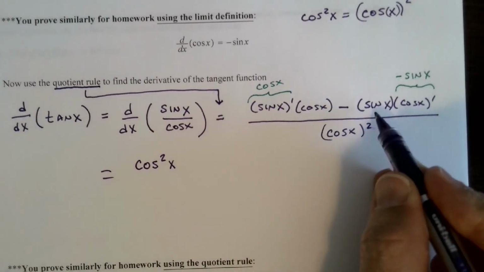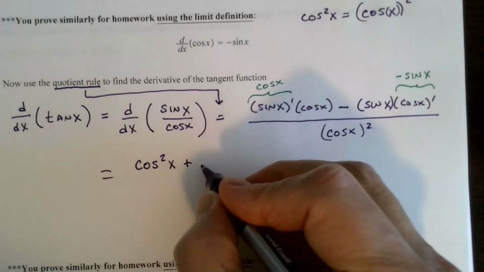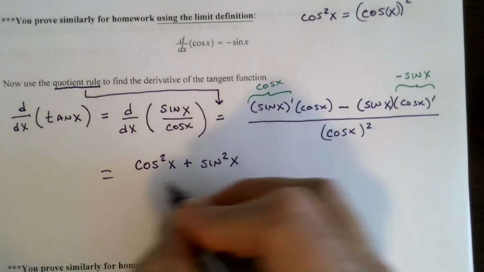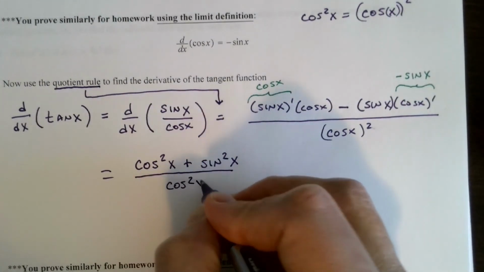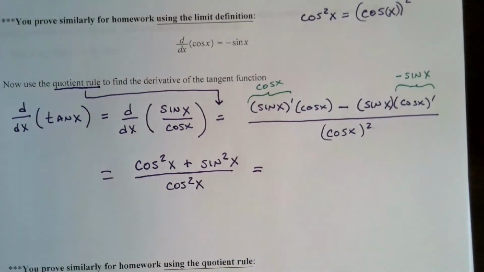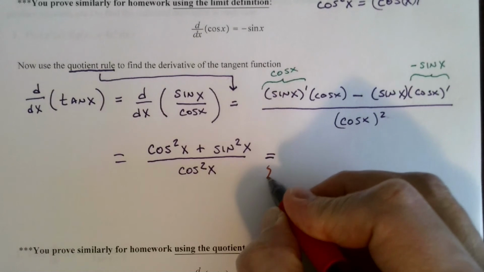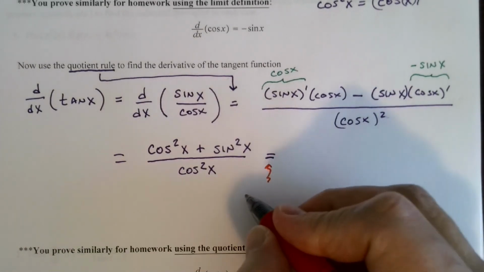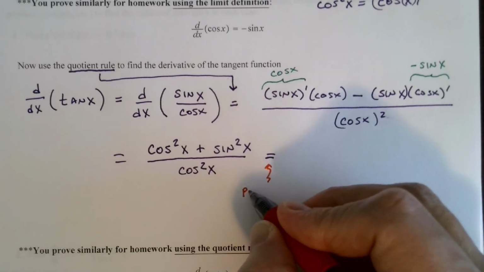Minus what? Sine of x times a negative sine of x. Minus a negative is plus. Sine x times sine x is sine squared x. All over what? Well, cosine of x squared, we'll go ahead and write that as cosine squared x. Well, what can we do now? I hope there's one more trig identity that is just popping out at you like crazy right now. There should be a very important trig identity. Does anyone know what that trig identity is called? It begins with the letter P.